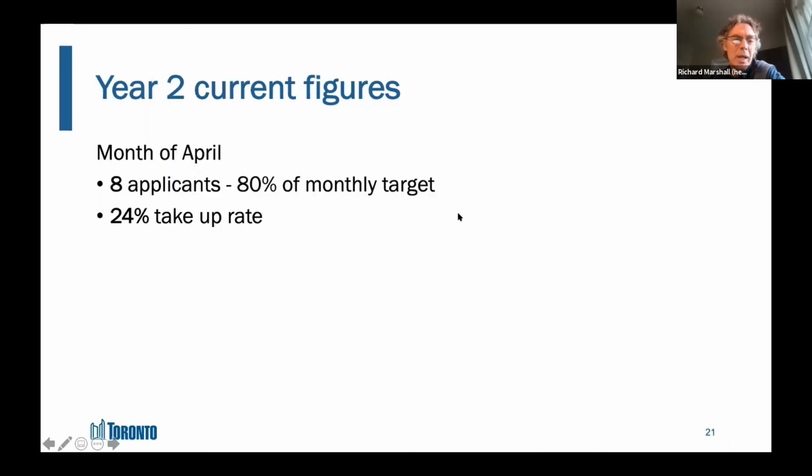The current figures right now, I think I've got here 8. I just was in a meeting where I think there's at least 2 more, so it's up to 10, which is very close to the monthly target that we set for April. And the take-up rate overall is about 24%, which is significantly better than in year 1. So it's possible that the direct contact is working better than the mail-out.